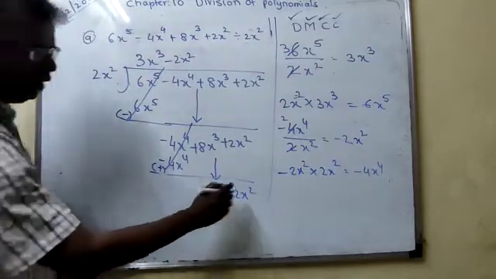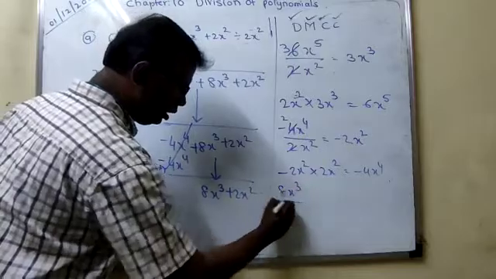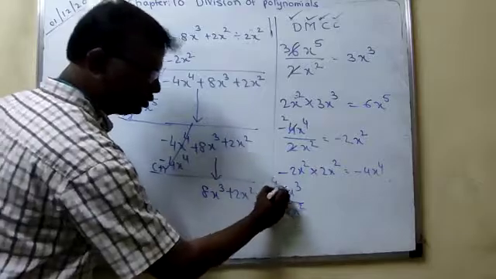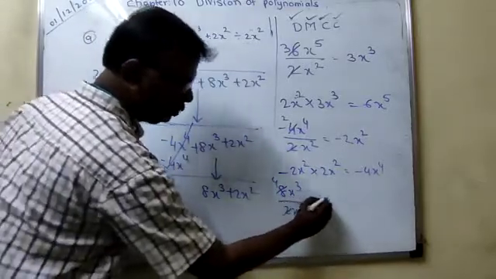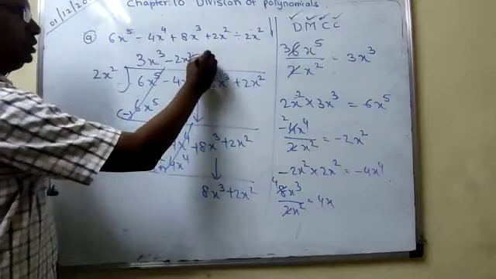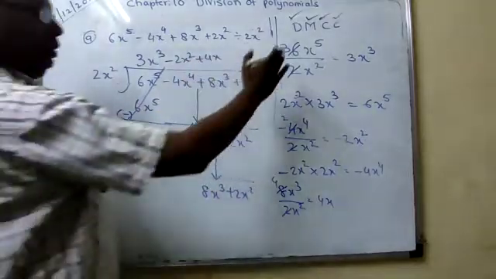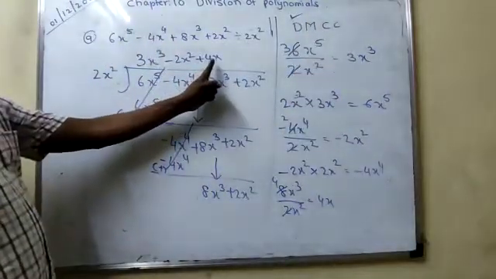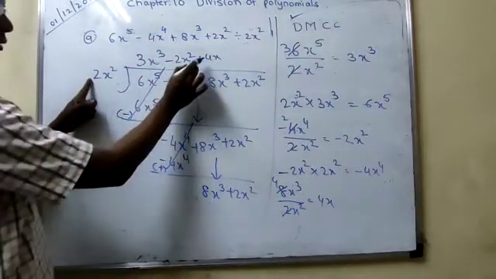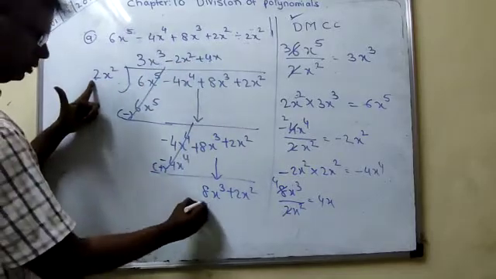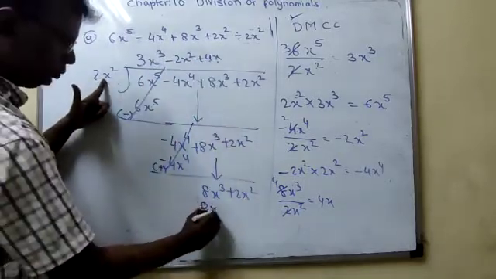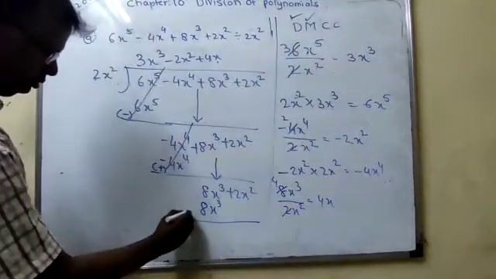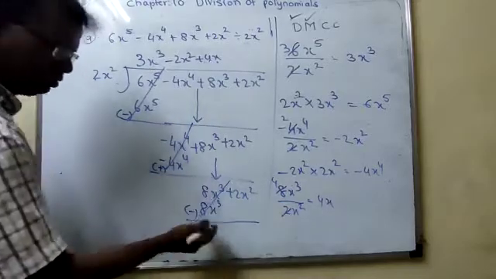Once again, first term. What is the first term now? 8x cube divided by the first term 2x square. 2 4s are 8. 3 minus 2 is what? 1. That is 4x. Division over. Now multiply. What is the term you got now? 4x. 4x into 2x square, directly you can multiply. 4 2s are 8. X into x square is x cube. Multiply over. Change the sign. Minus. Then cancellation. My answer is 0.